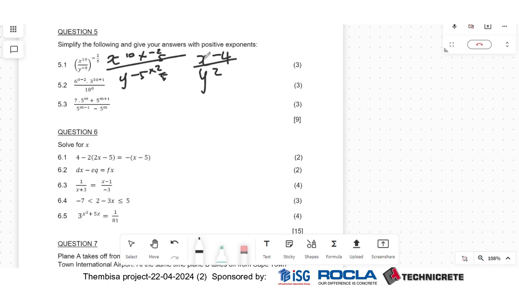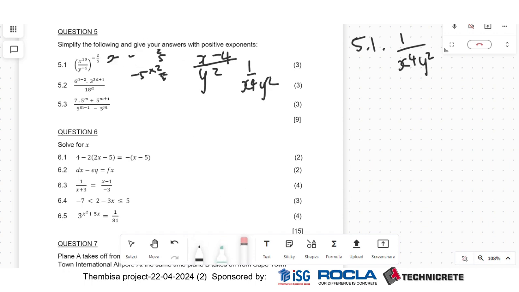And now remember, we want our answer in the positive exponential form. So we can rewrite this by bringing the x to the power of negative 4 to the denominator, rewriting this as 1 over x to the power of 4 y squared. So let's rewrite that neatly on the other side. 5.1: our answer is 1 over x to the 4 y squared.